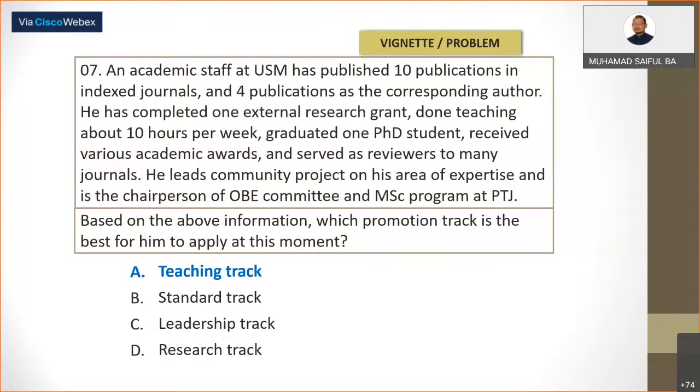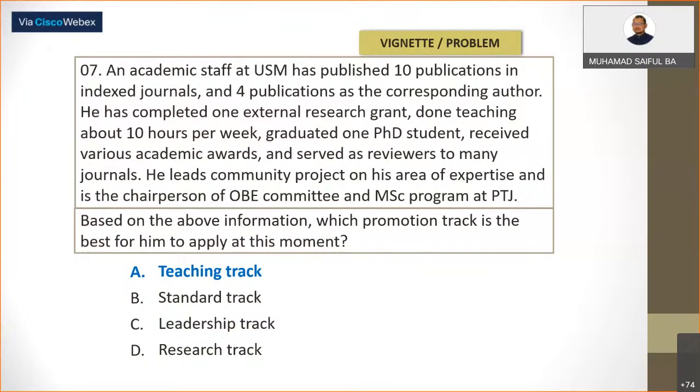Okay, any other thoughts? Because the candidate received various academic awards, that means they are a very good teacher. Academic doesn't mean it has to be teaching, right? Okay, that's a good point.